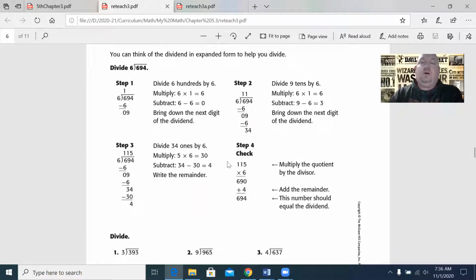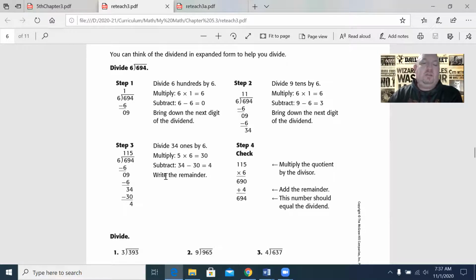And there are 34 ones remaining after you regroup these 3 tens into ones. And I have to say, how many times does 6 go into 34? 6, 12, 18, 24, 30. So I'm going to put a 5 up here because I don't want to go over. And I keep it in the ones place. 5 times 6 is 30. I subtract. 34 minus 30 is 4.